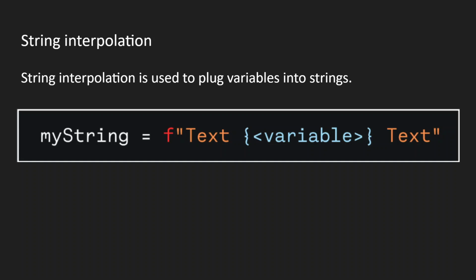String interpolation is used to plug variables into strings. As an example here, we have a variable called myString, and its value is an f string, so this f allows us to plug in variables. And these variables go inside of curly brackets. When the string is used, that variable inside of the curly brackets will be replaced by its value.